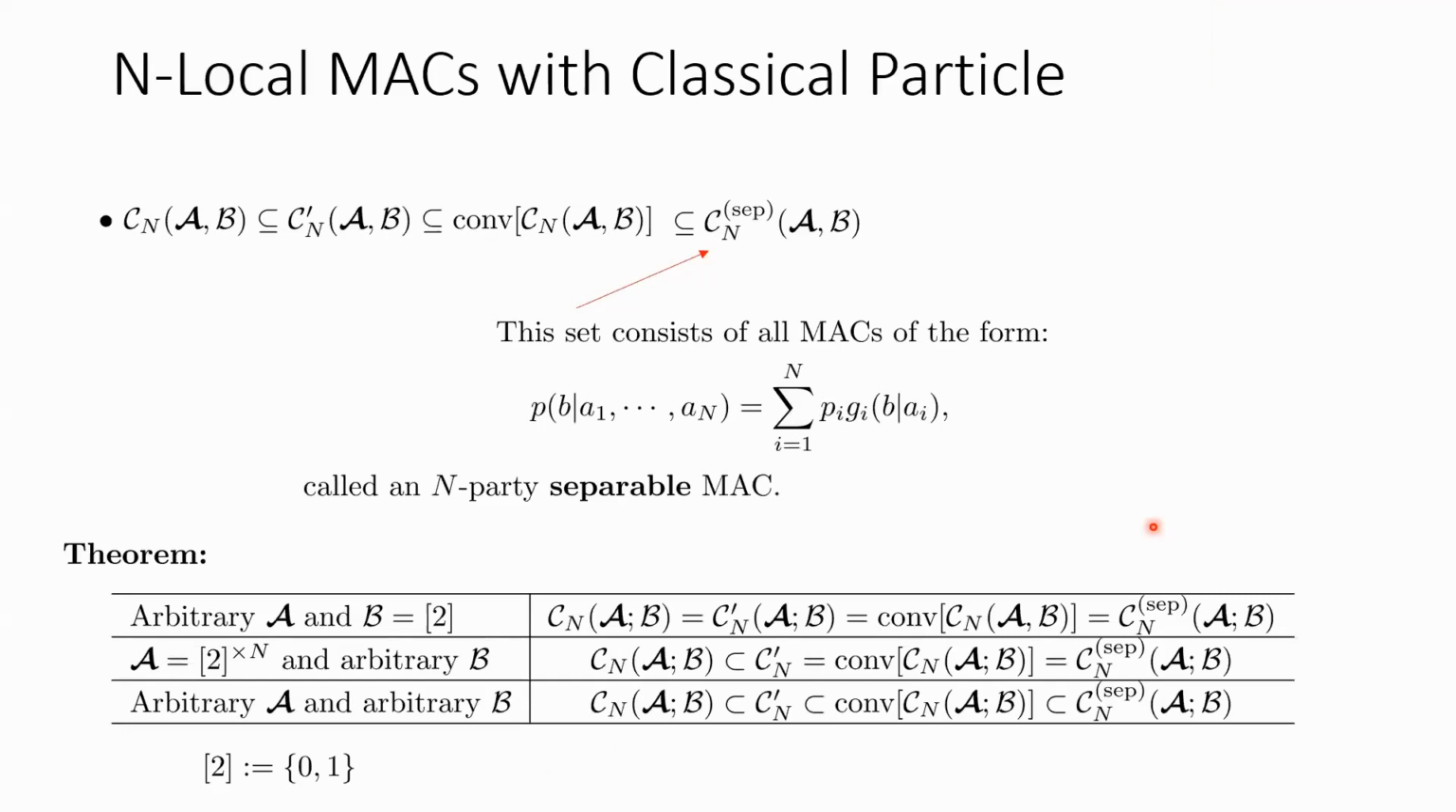Excuse me, Eric. Yeah, go ahead. Could you go back? Yes. So what is the GI again? This GI is just arbitrary. So if we can decompose our channel in this form, where GI is just some arbitrary channel. Ah, I see. Okay. Right. So it's just saying that the GI only depends on the input from party I. Okay. Good. Okay.